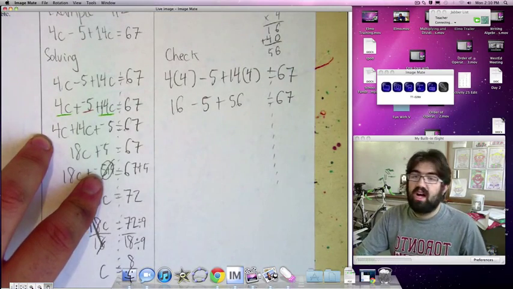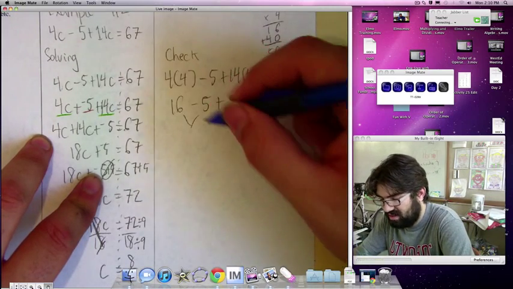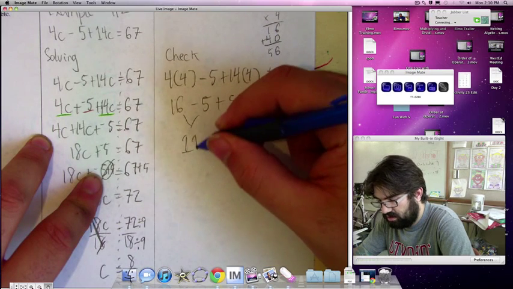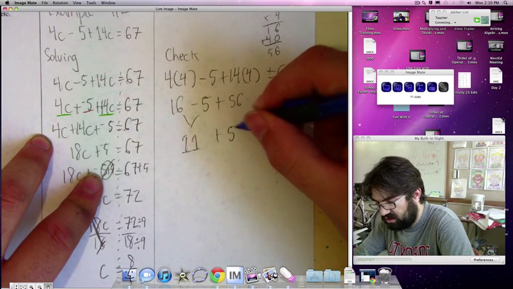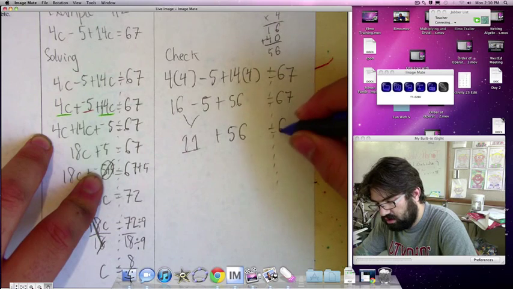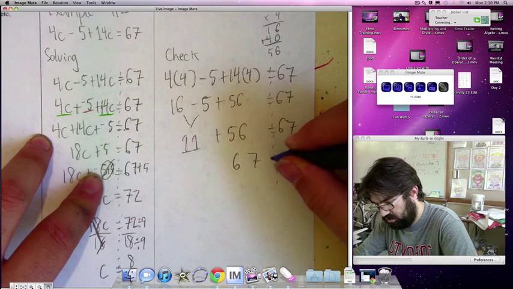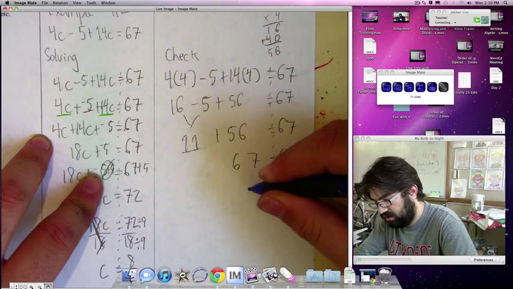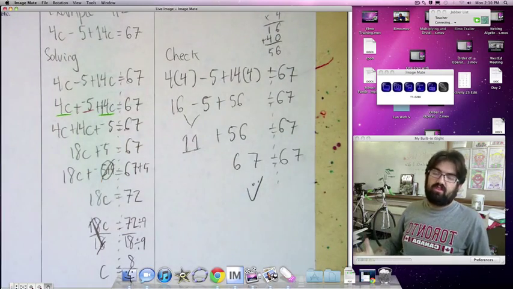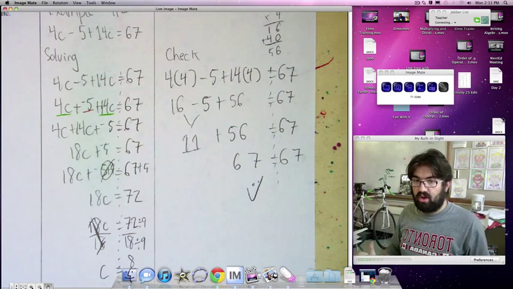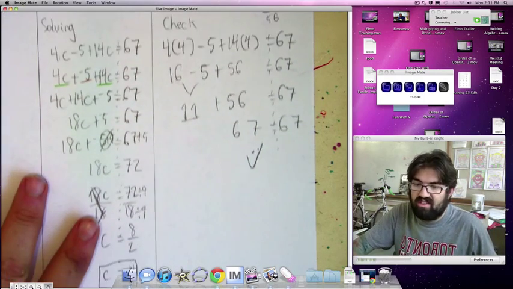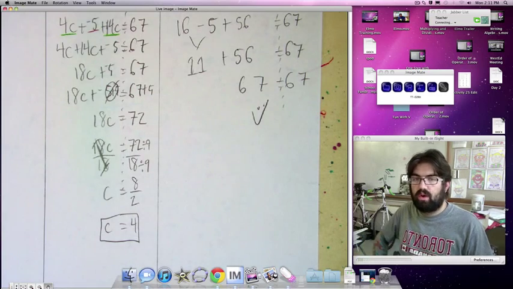Okay, I'm going to add and subtract left to right. 16 minus 5 is 11 plus 56. Well, 1 plus 6 is 7, and 1 plus 5 is 6. Sure enough, hey, check it out. The answer is 67 equals 67. Is my check all right? Yep. So my answer is definitely c equals 4.